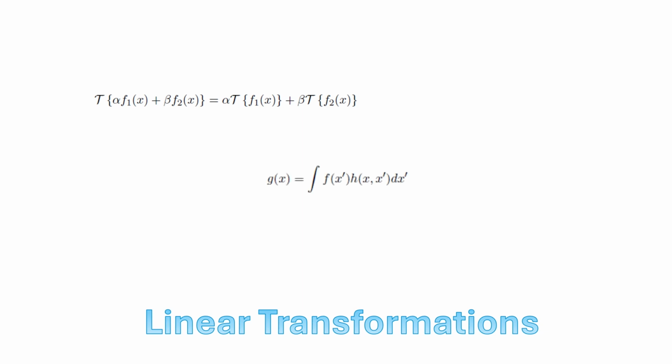Any linear transformation can be described by an integral form. So we could describe the transformation to the transformed distribution g of x from the input distribution f of x prime using a kernel h of x, x prime and integrating over that kernel. We know this is true because of this linearity property of a linear transformation. One distribution we could put in would be the Dirac delta function. If we input the delta function, we would get the impulse response h of x, x prime, and then any function can be represented as its integral over the delta function. So because of the linearity property of a linear transformation, we know that any linear transformation can be implemented in integral form.